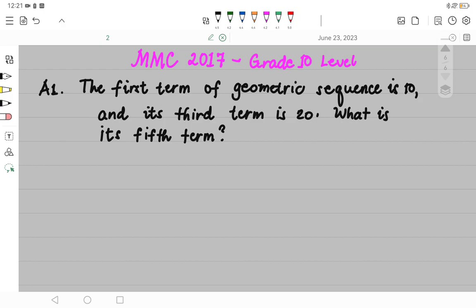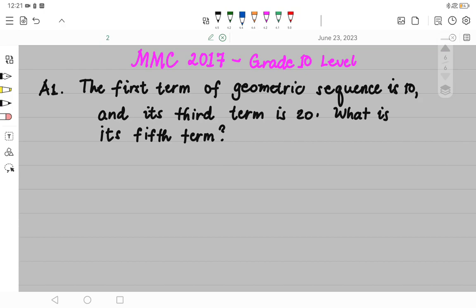So let's answer again this problem. So the problem goes like this. The first term of a geometric sequence is 10 and its third term is 20. What is the fifth term?